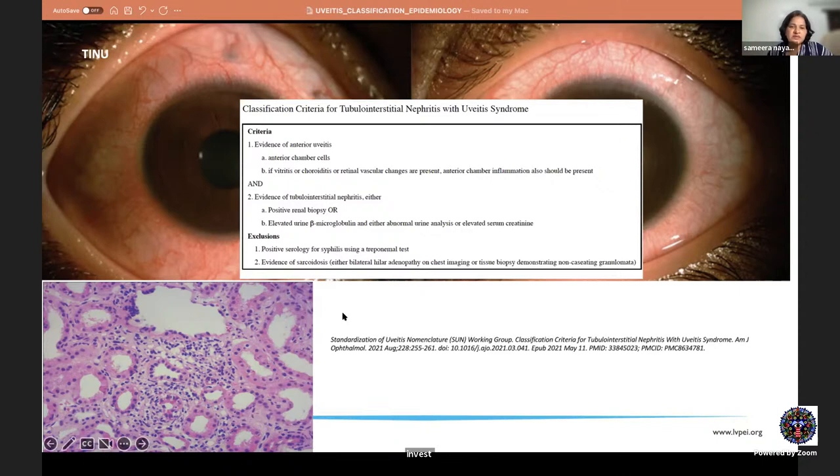In disease-specific criteria, evidence of anterior uveitis is a must, in the form of cells in the anterior chamber and in the form of cells in the vitreous, which should be fewer than the anterior chamber cells. Plus, evidence of tubulointerstitial nephritis. That evidence you can get from a positive renal biopsy, or you can do a urine analysis to get beta-2 microglobulin in urine. In this also, they have excluded syphilis and evidence of sarcoidosis.